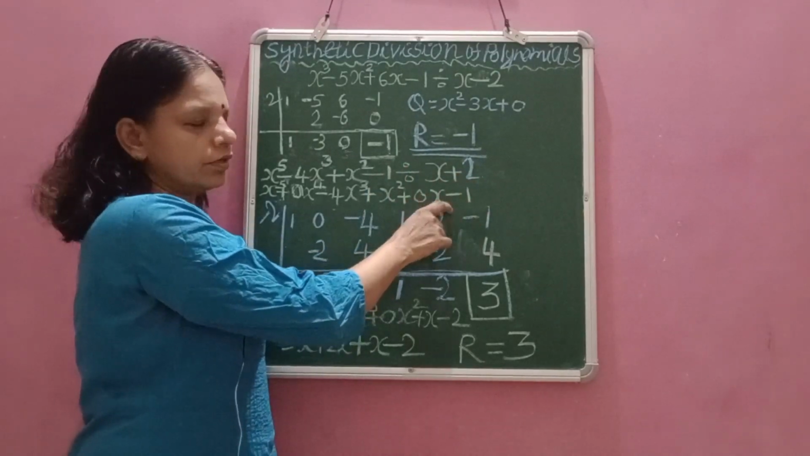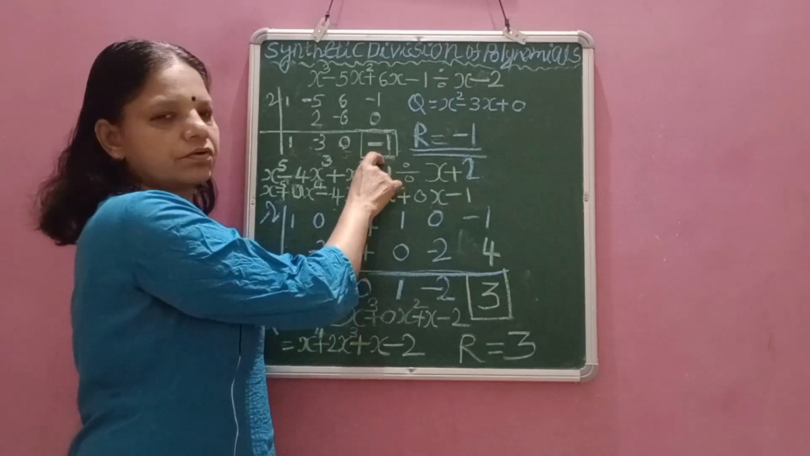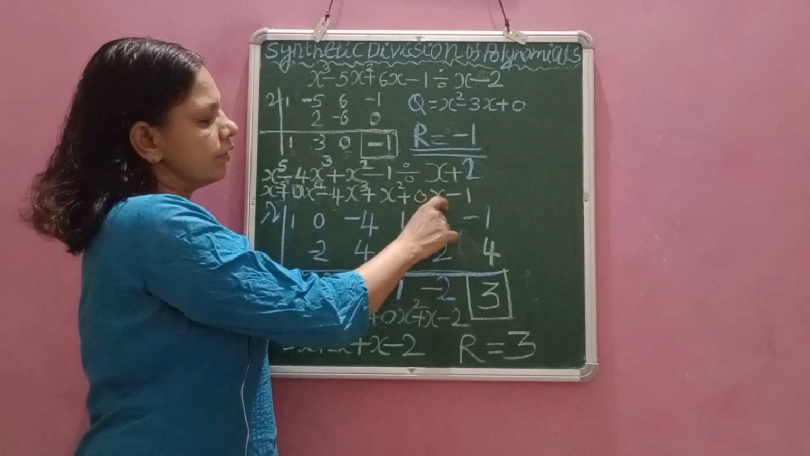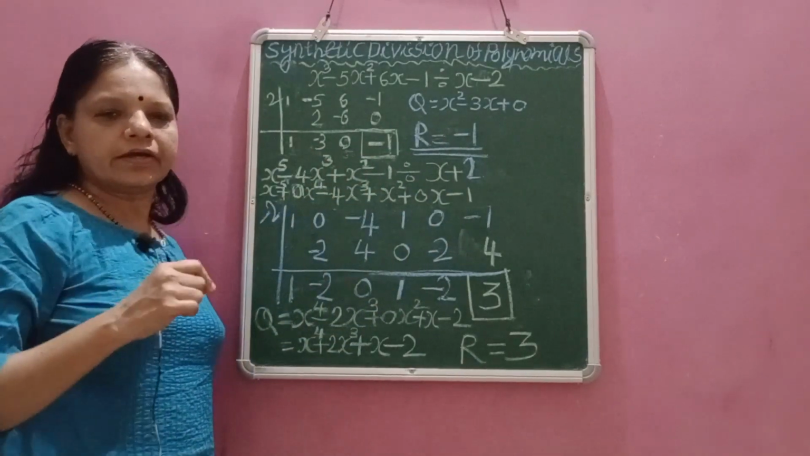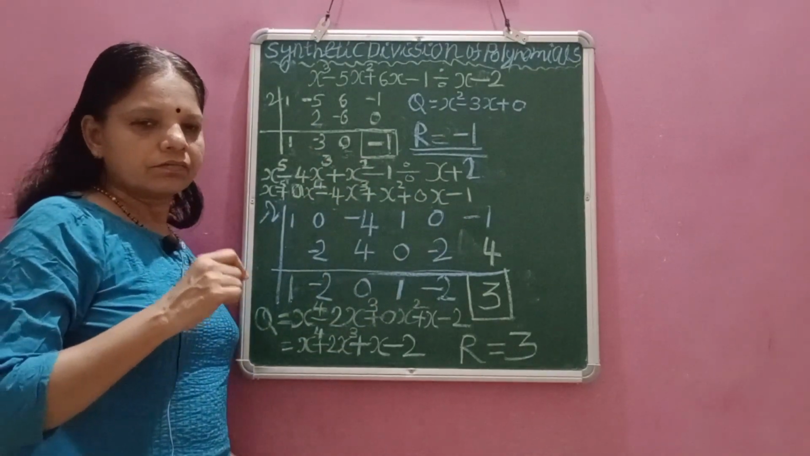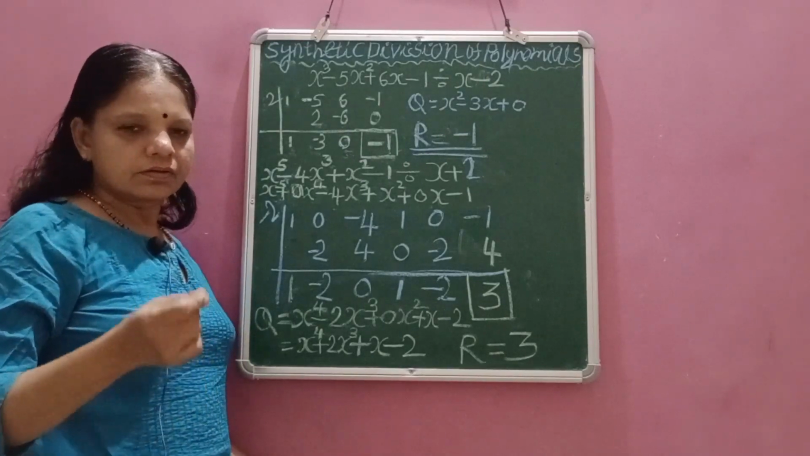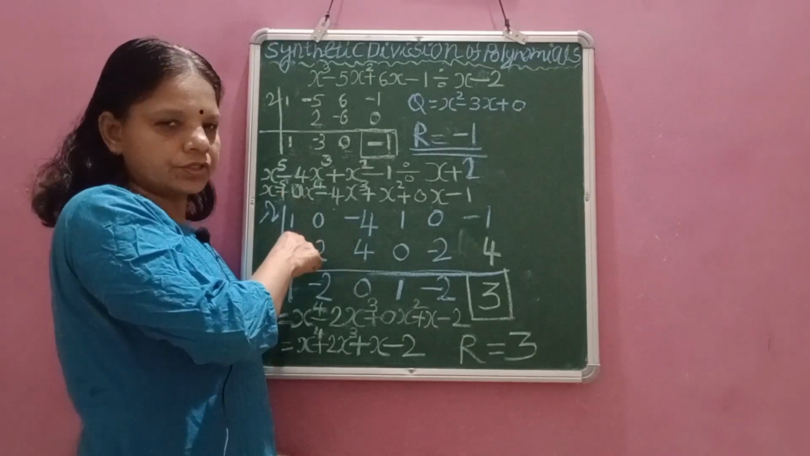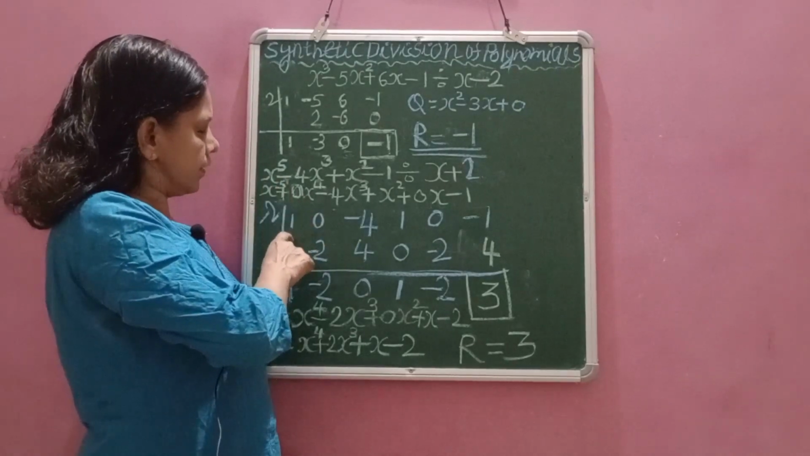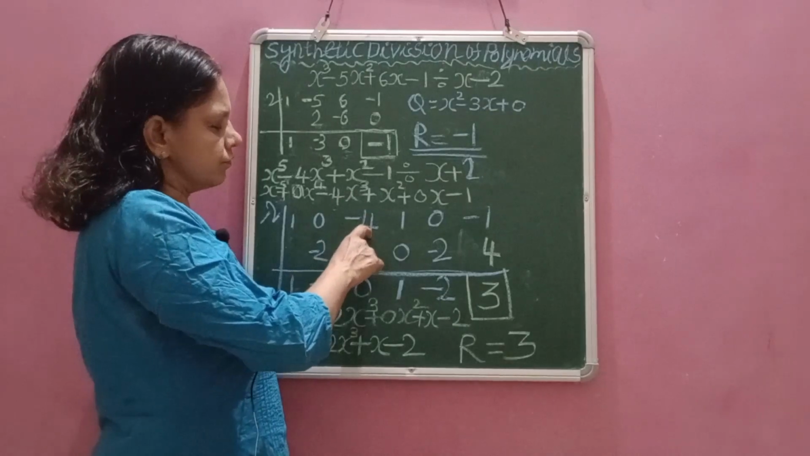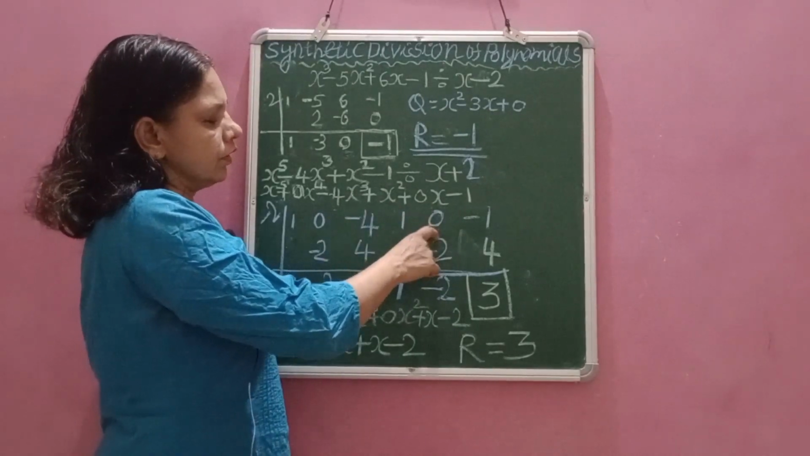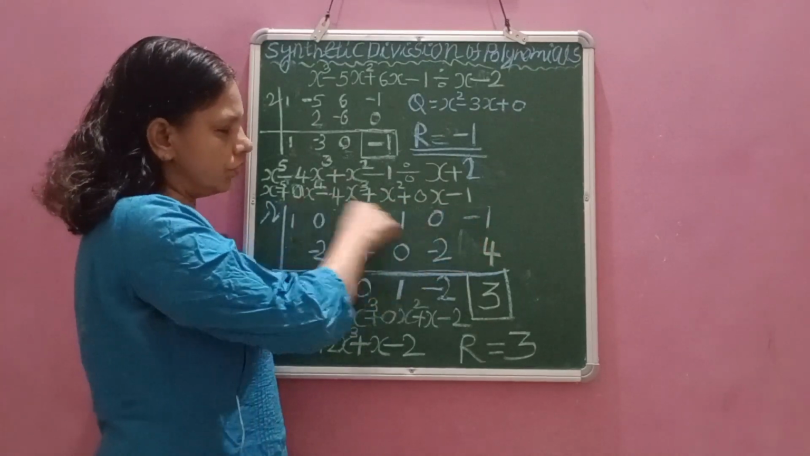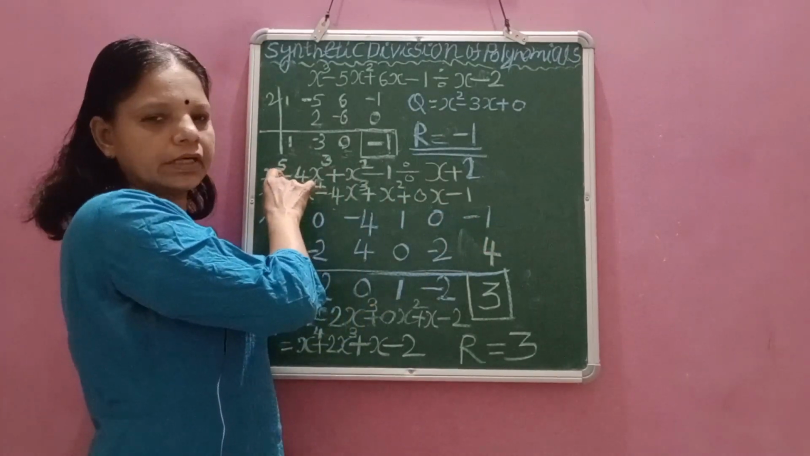So understood why 0x is added here? Index 1 is not there. Then index 0 here. After 2, 0. So 0x minus 1. In this way, arrange with all indices. Then write the coefficient form. 1, 0, minus 4, 1, 0, minus 1. These are all the coefficients. It is in the coefficient form of the dividend.